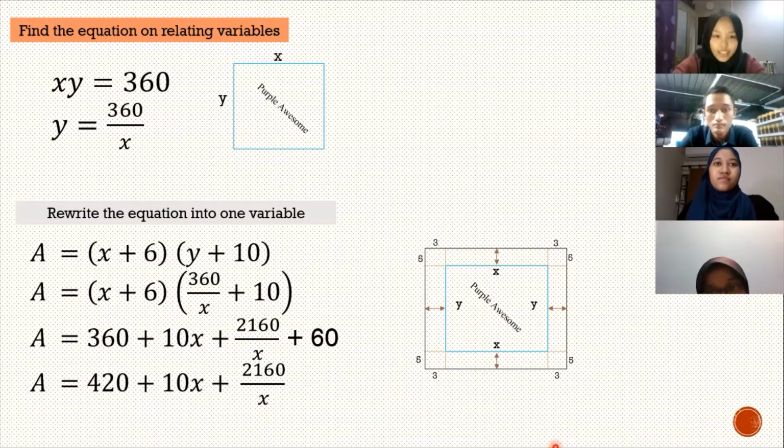First, we notice that y is a different term, so we already made y the subject from the equation above, which is 360 divided by x. Then we just substitute y here and continue with the multiplication step, and the equation would be A equals 420 plus 10x plus 2160 divided by x. I think that's all from my part. We will pass to Ain Arisha. Thank you.